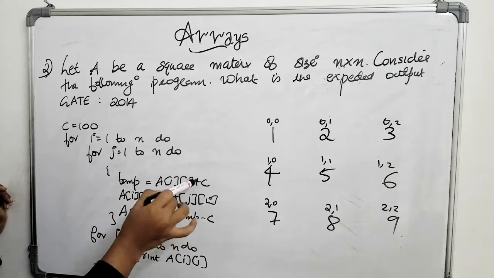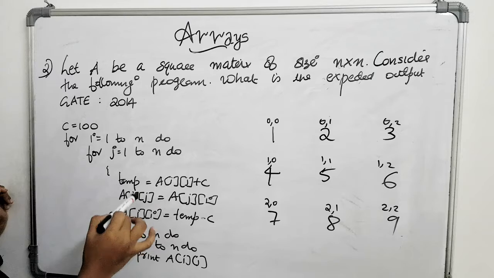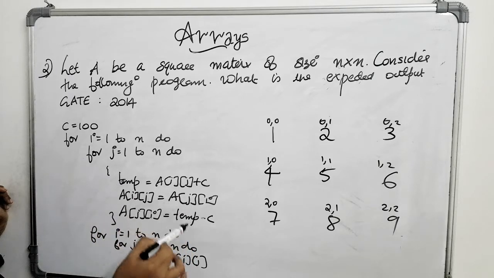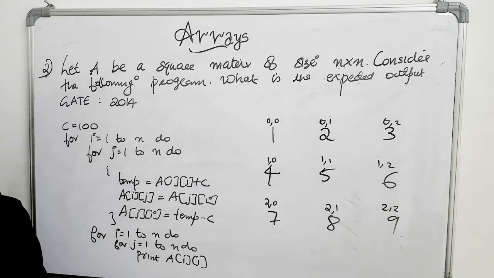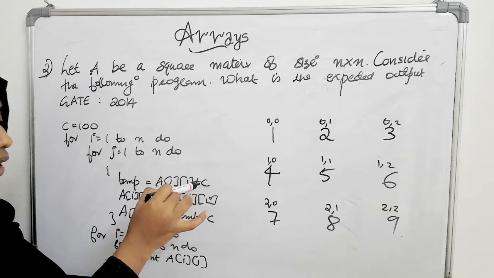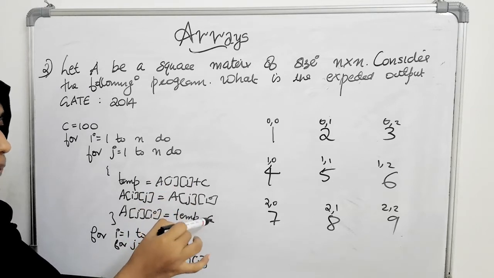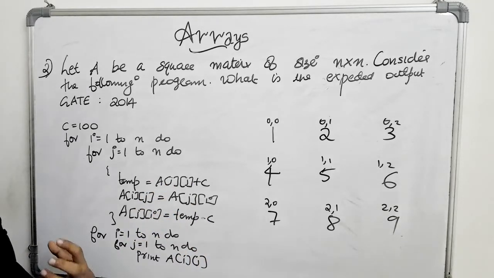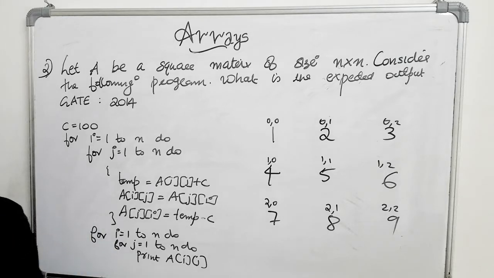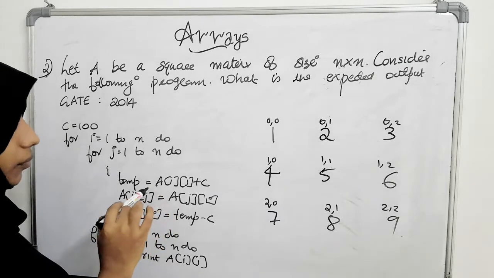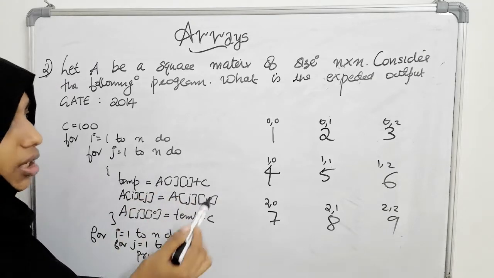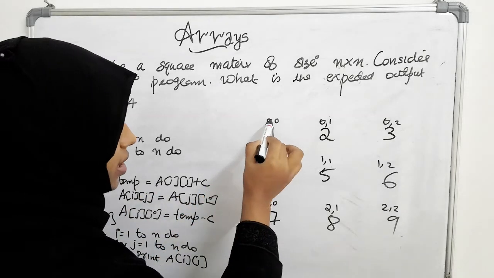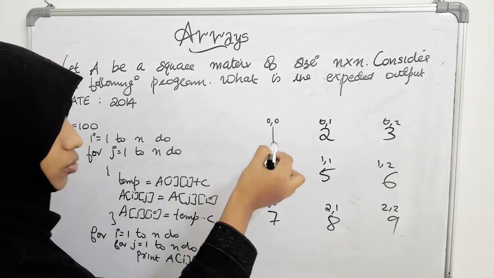So if we avoid this, it is temp is equal to a of ij, a of ij is equal to a of ji, a of ji is equal to temp, which is a of ij. That is, we are swapping a of ij with a of ji. The very normal swapping operation. The only thing is that we are adding c here and subtracting c here, so that it will create confusion in you. So this is simply swapping the positions a of ij and a of ji. When i and j are the same, nothing happens.